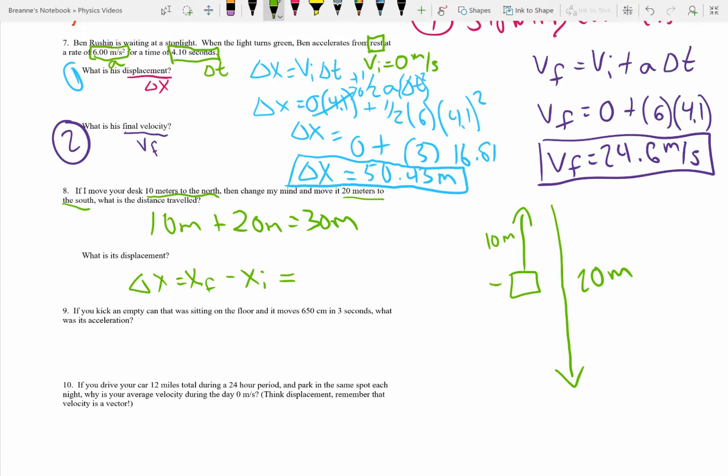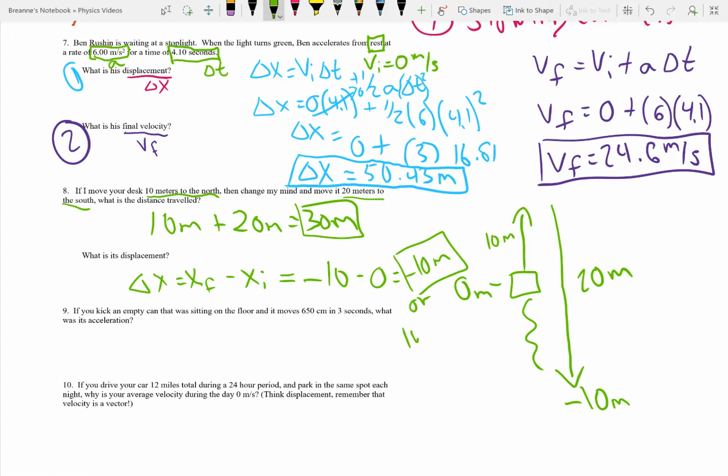You have to deal with position for displacement. So your initial position would be 0. Your final would be at -10 because we're -10 off from where you started. So final is -10, initial is 0, so you get -10 meters as your displacement. The negative just means south. Or you can write it 10 meters south. That is technically correct. Awesome.